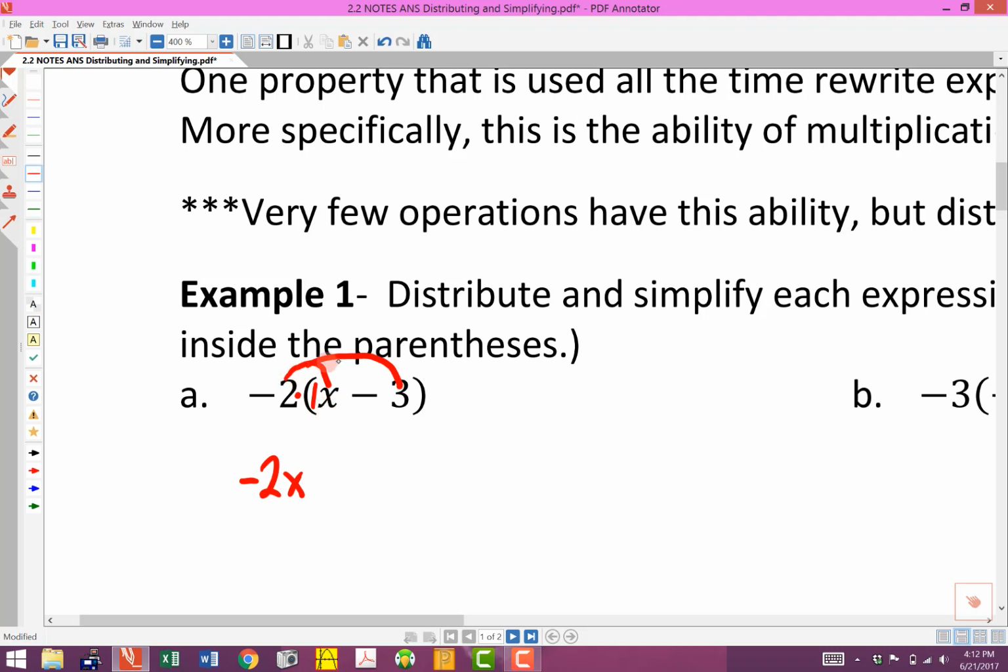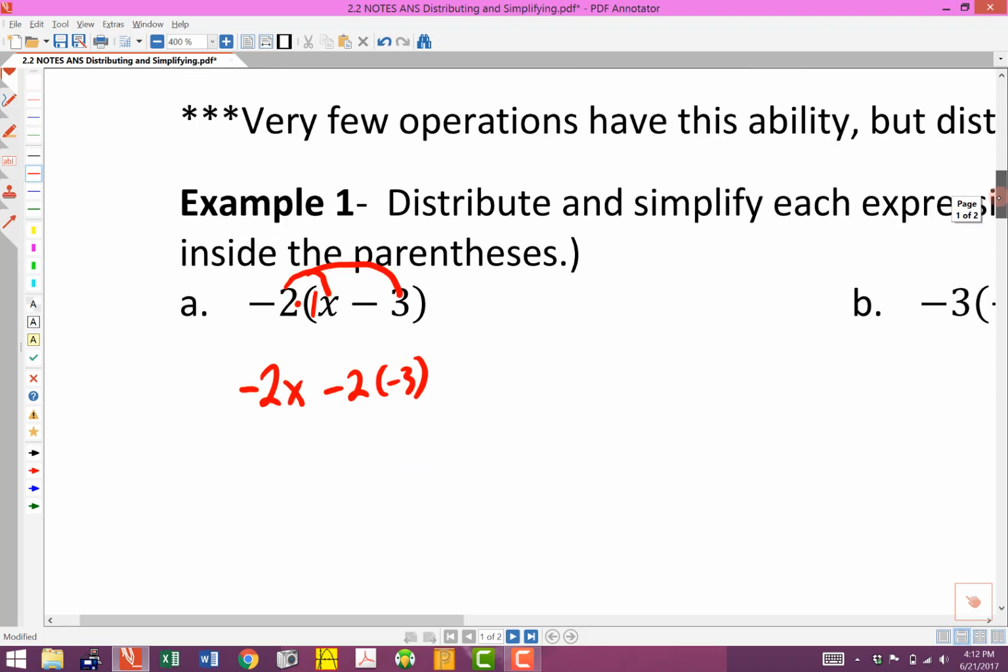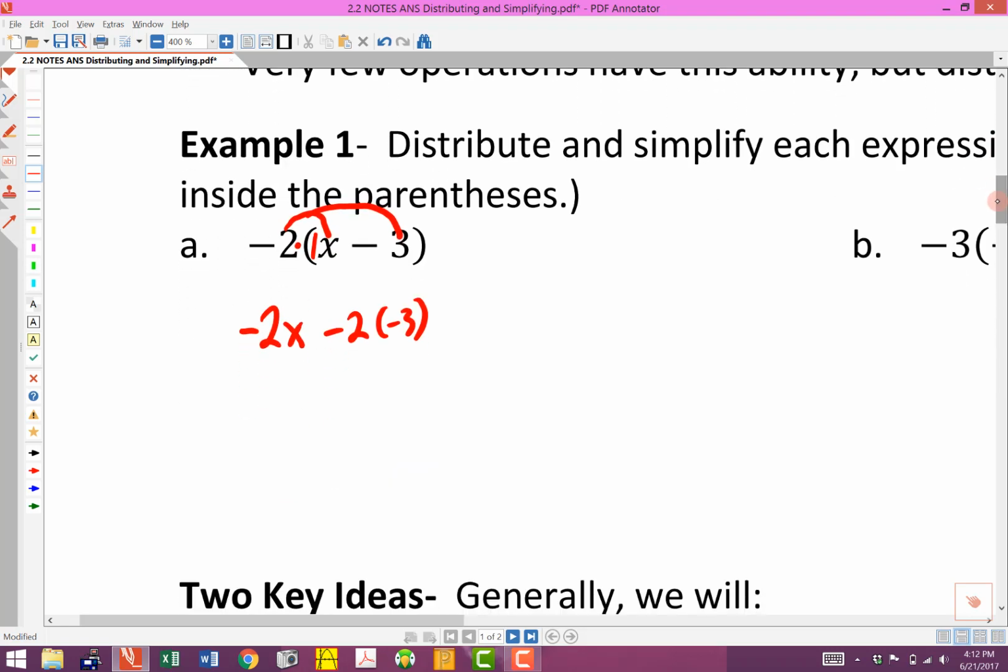And then we've got a negative 2 times a negative 3. Now I'm doing a little bit more work than is absolutely necessary on this, and I'll show you how we can shorten this in just a minute. But there's nothing that we can do to simplify this one right here. So this is just negative 2x. On this one right here, we can actually multiply these two together. So I have a negative times a negative, that's a positive, and 2 times 3 is 6.